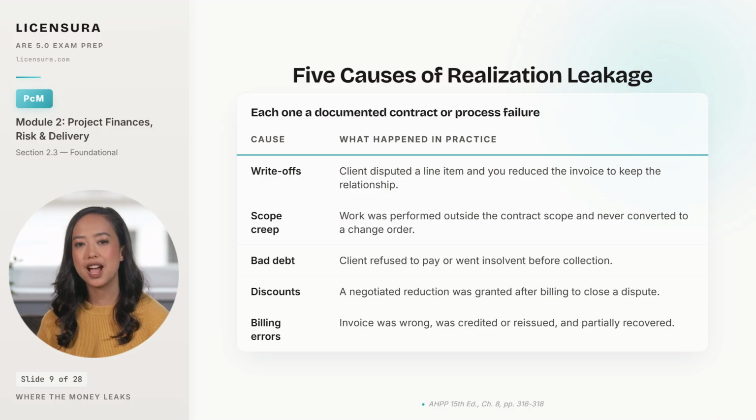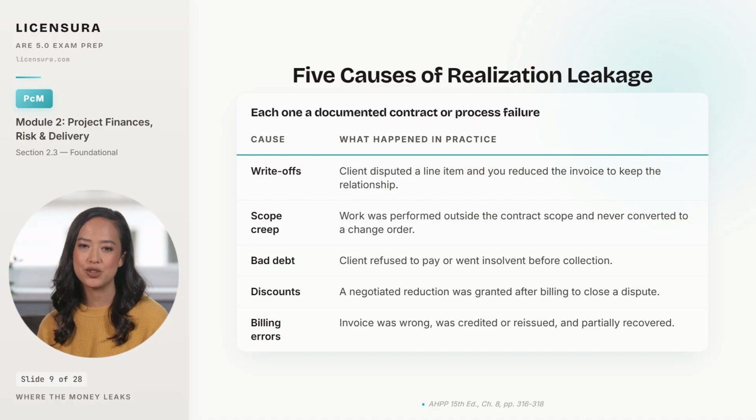Bad debt covers the client who simply refuses to pay or who goes insolvent before the invoice clears. Discounts are negotiated reductions granted after the fact, usually to close out a project under pressure. And billing errors are the smallest category, but the most embarrassing. An invoice issued incorrectly, credited and reissued, with some portion of the original never recovered.